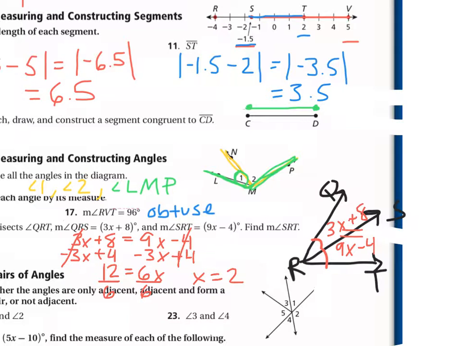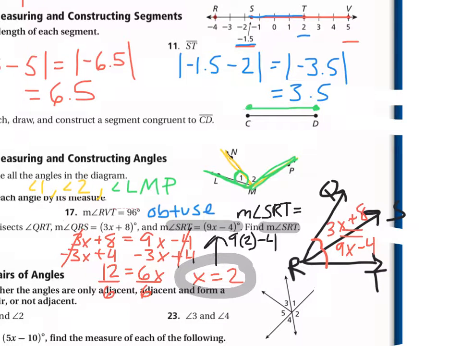So now we would take this 2 and plug it back into, it's asking us for SRT, so we would plug it into the equation for SRT. So we would take 9 times 2 minus 4, so 18 minus 4 would be 14. So the measure of angle SRT is equal to 14 degrees.